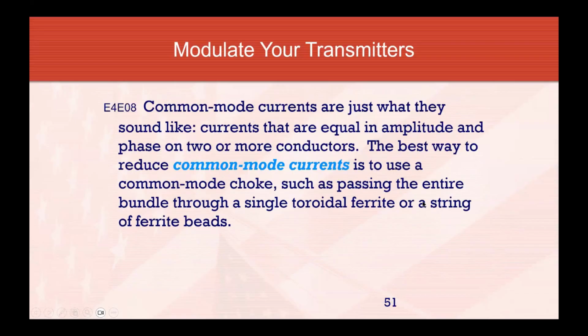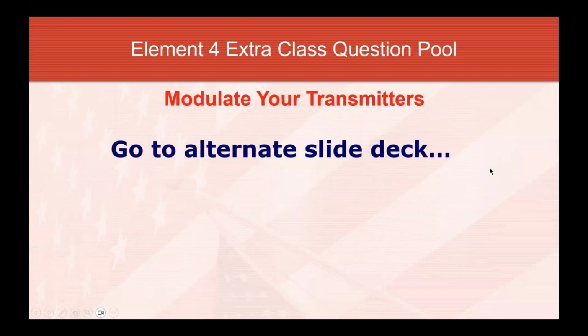Terminated circulator. Common mode currents are what they imply, currents that are equal in amplitude and phase on 2 or more conductors. Best way to reduce common mode currents, you use a common mode choke. We use a ferrite toroidal type choke. A string of ferrite beads over a coax, for example, will tend to quell common mode currents.